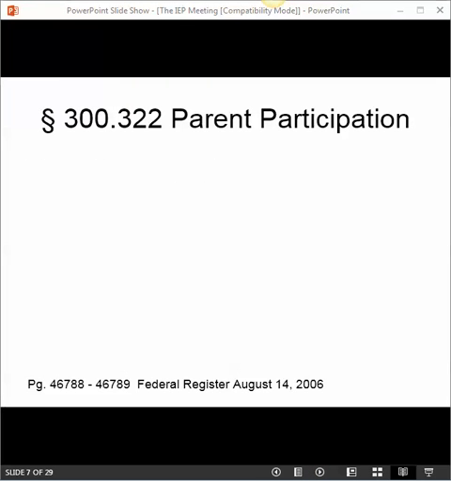So we're looking now at parent participation. Public agency responsibility. Each public agency must take steps to ensure that one or both of the parents of a child with a disability are present at each IEP team meeting or are afforded the opportunity to participate, including notifying parents of the meeting early enough to ensure that they will have an opportunity to attend, and scheduling the meeting at a mutually agreed on time and place.